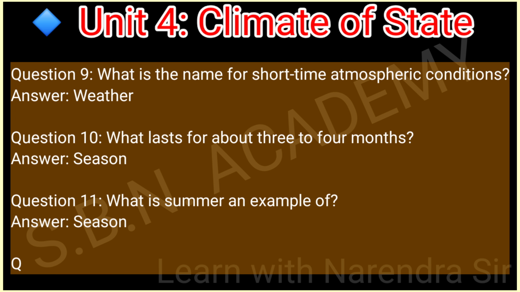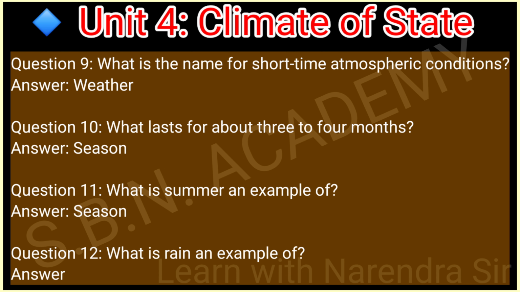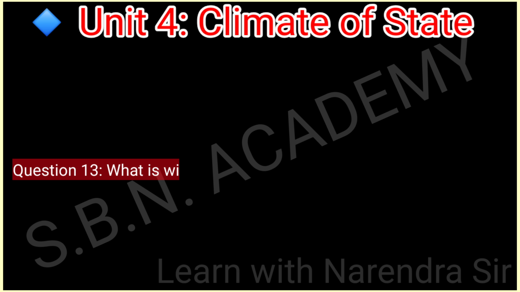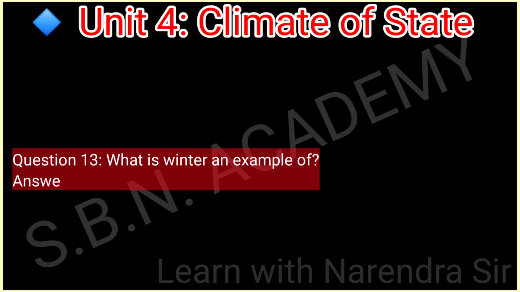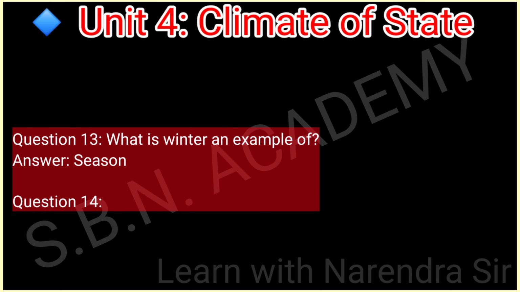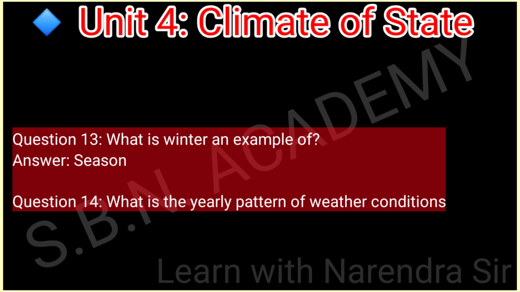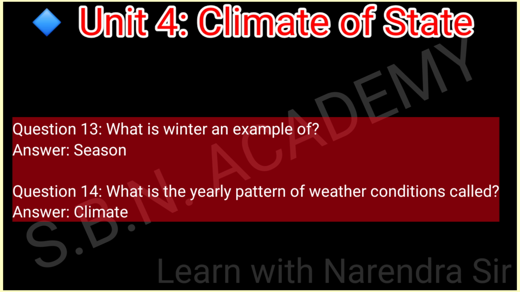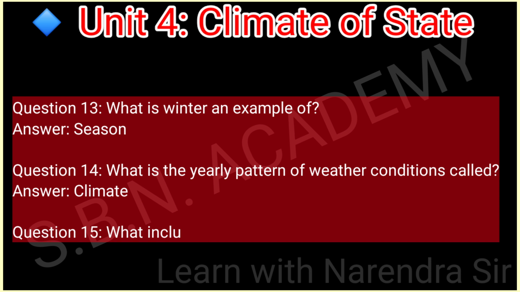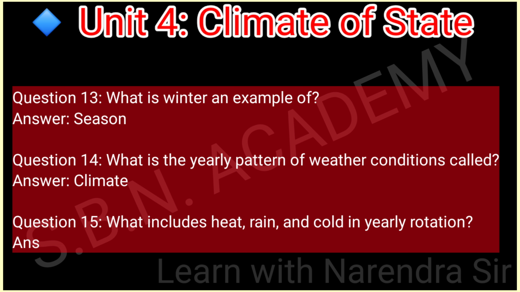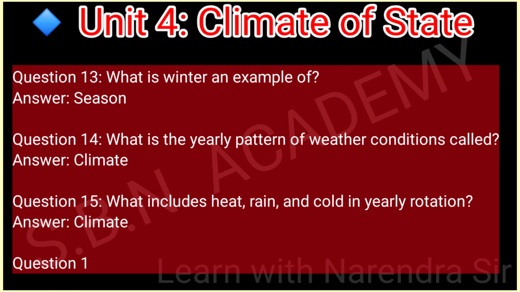Answer, season. Question 12. What is rain an example of? Answer, season. Question 13. What is winter an example of? Answer, season. Question 14. What is the yearly pattern of weather conditions called? Answer, climate. Question 15. What includes heat, rain, and cold in yearly rotation?